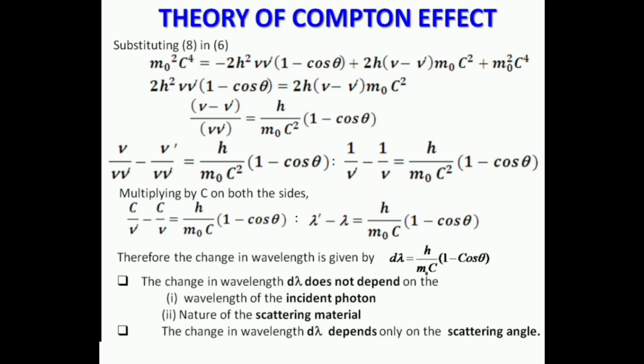The change in wavelength Δλ doesn't depend upon the wavelength of the incident photon. As you can see, this expression doesn't contain the wavelength λ. Nor does it depend on the nature of the scattering material; the change in wavelength Δλ depends only on the scattering angle. When θ = 0, cos θ = 1, so Δλ will be 0.